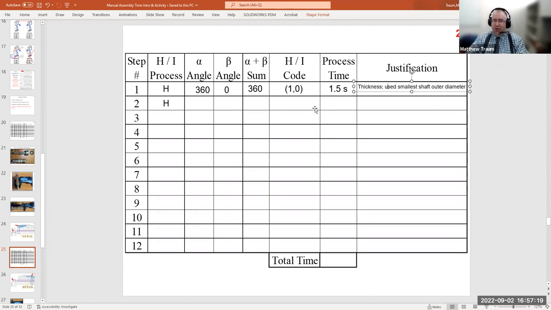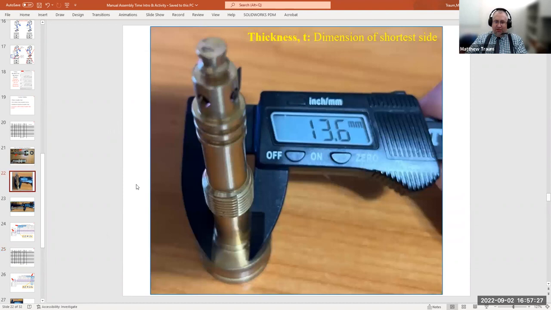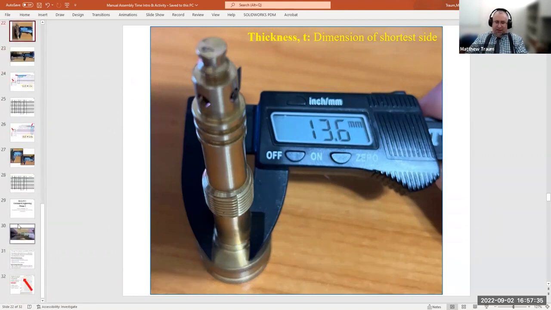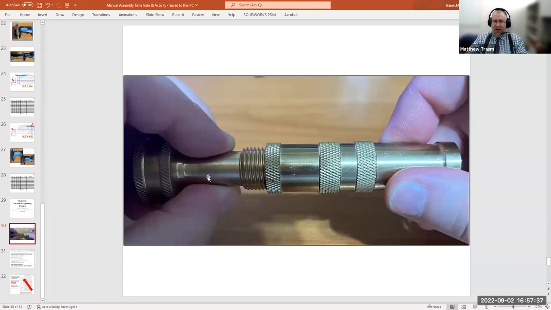So in this case, remember we used the smallest shaft outer diameter as our thickness. So that's this picture. I use this as a thickness rather than the diameter all the way across the section that attaches to the hose. And that's because for me, it's very natural to pick this part up right there. And so that's what I use as the thickness.